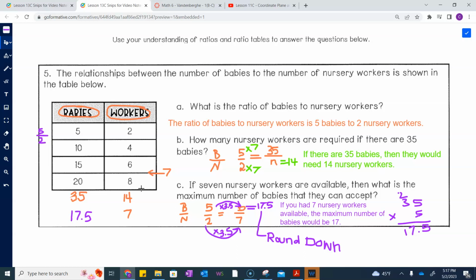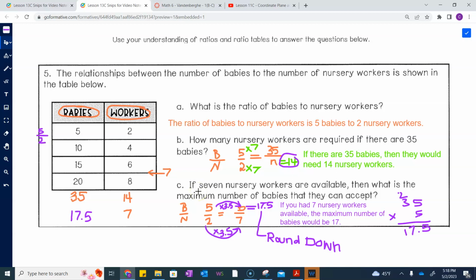The second question, how many nursery workers are required if there are 35 babies? Well, I set up a proportion or equivalent ratios, and I put B on top for babies and N on the bottom for nursery workers, so I would make sure that I kept those numbers in the right spots. B, babies, is always going to be on my top in this fraction. So 5 over 2 equals 35 over N, I used N for nursery workers. I had to scale the 5 up by 7, so I'm going to scale the 2 up by 7 to get my answer to that question. If there are 35 babies, then you would need 14 nursery workers. Again, restating the question, so I have a nice clear answer when I'm done.